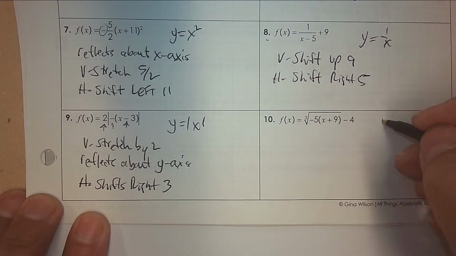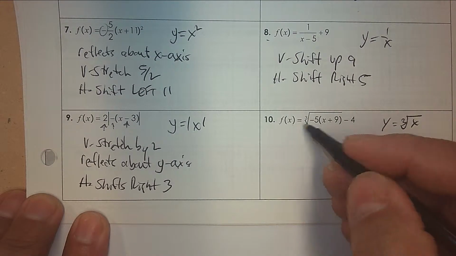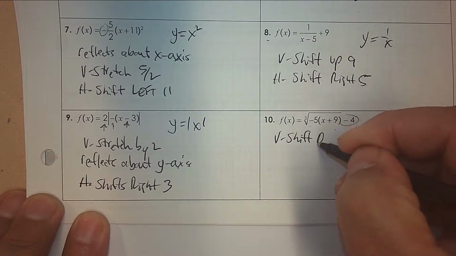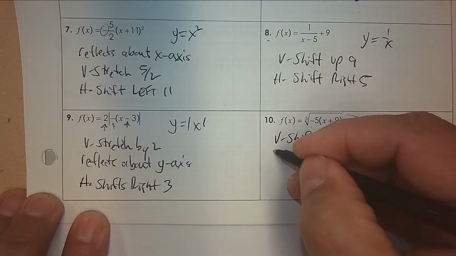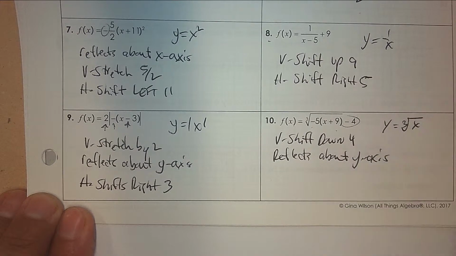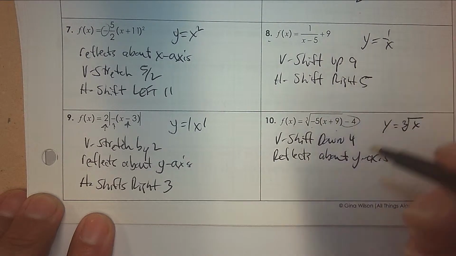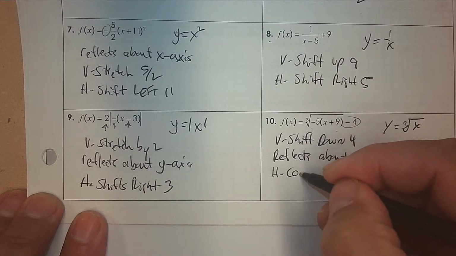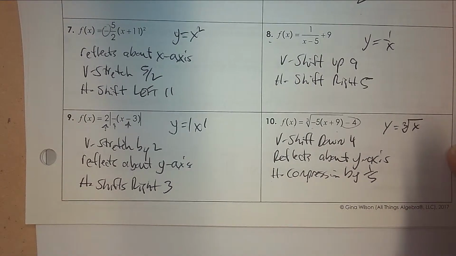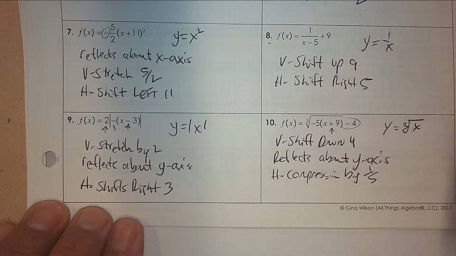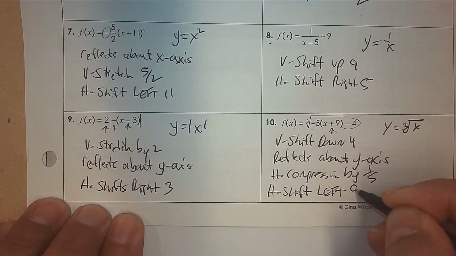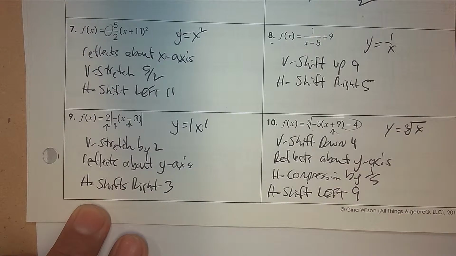10. What's the parent? Cube root of x. What's happening on the outside? Well, I just see the subtract 4. So what does that mean? So vertical shift down 4. How about on the inside? I see a negative, so it means it reflects. About what axis on the inside? That's the y. What else do you see? Times 5. But the inverse of that's 1/5, so it's actually a horizontal compression by 1/5. And the last thing I see is inside, adding or subtracting is the opposite direction. So it's horizontal on the inside. In what direction? Left. How many? 9 from the parent. All right, turn the page.